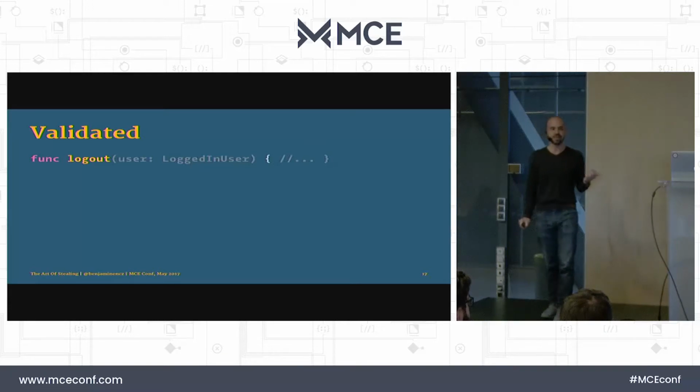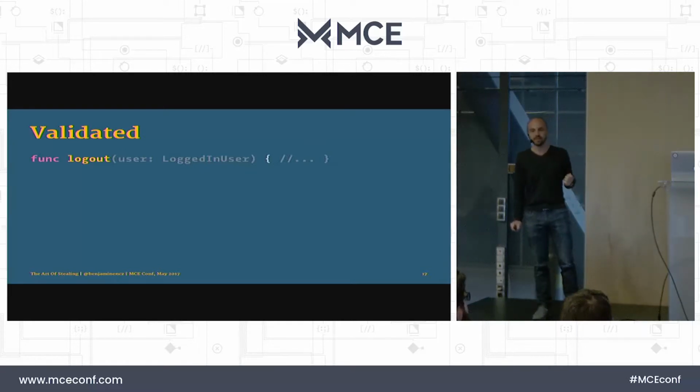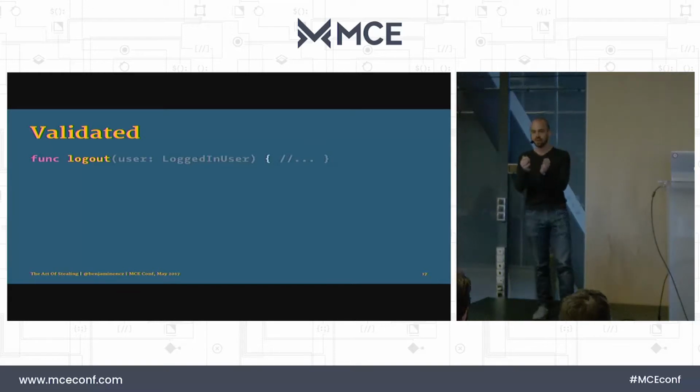You can, for example, write a function called logout, and it takes in a user. But that user has to be of a specific type. In this case, it has to be a logged-in user. So I want to express in a type system that this function can only be called with a user if that user is logged in. And a user being logged in is obviously something that belongs to the value and not to the type. But with Validated, you can make it belong to the type system.